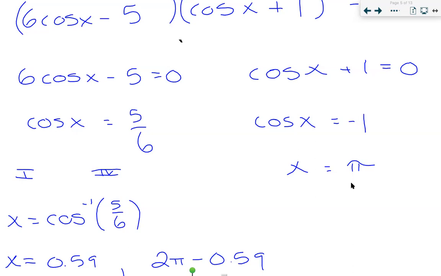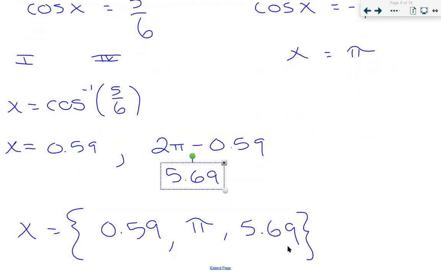And then once I have my 3 angles, I list them in a set from smallest to largest here. So 0.59, pi, and 5.69 radians.